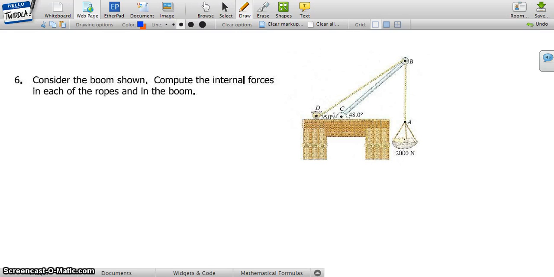Okay, for problem number 6 of worksheet 3, we're trying to figure out the internal forces on the boom and the tensions in the rope. Okay, so let's go ahead and draw a free body diagram here for the boom.